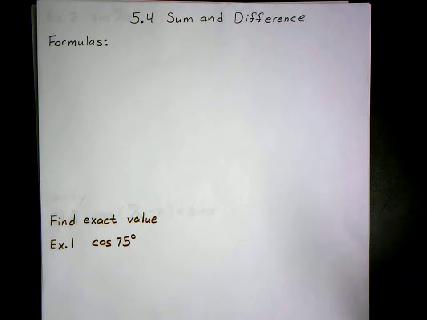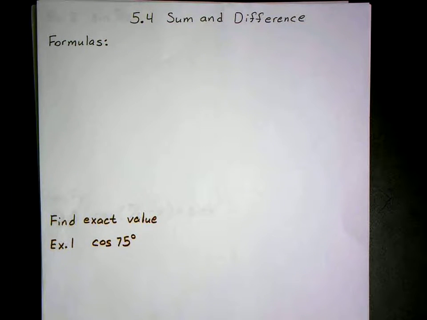So we're doing sum and difference. According to the book, you have 4 formulas. They actually gave you 6 formulas, but we're going to ignore the tangent formulas. I am not requiring you to know the tangent formulas. I am not going to give you anything on quizzes or tests that require you to use the tangent formulas. So just the sine and cosine formulas.